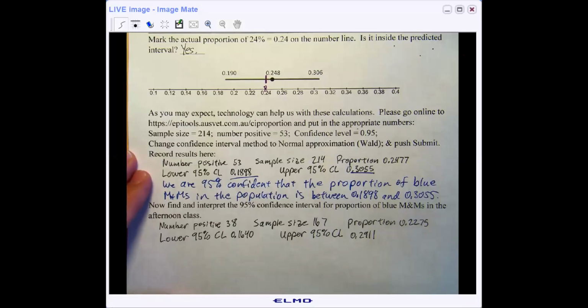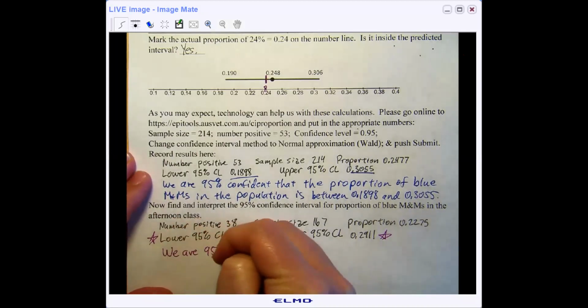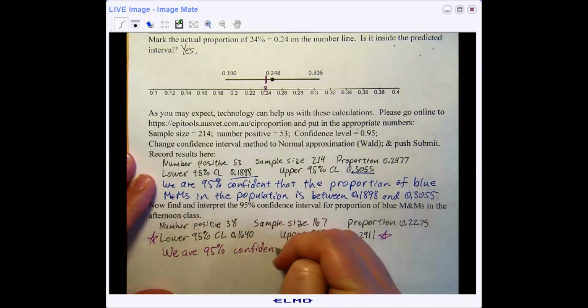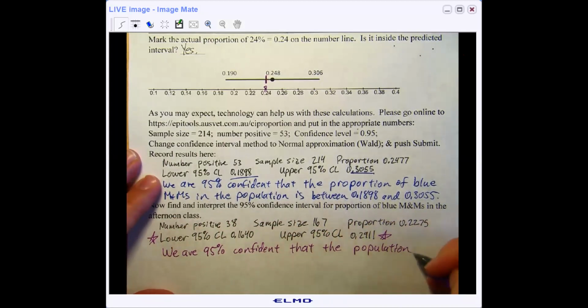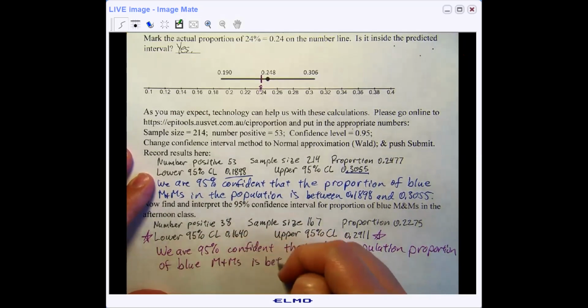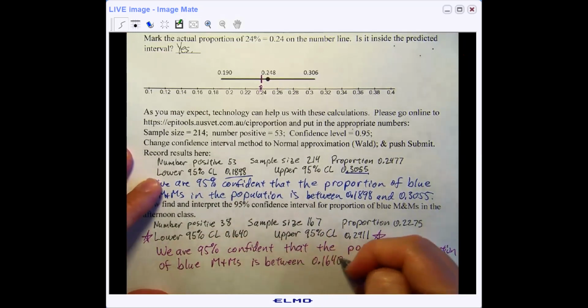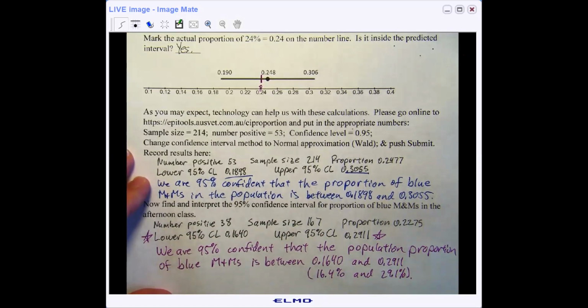Okay. So hopefully you got the following information. Mainly the thing that we need the most is the lower and the upper numbers. So we will now interpret this and say that we are 95% confident, based on the afternoon sample, that the population proportion of blue M&Ms is between 0.1640 and 0.2911, or if you prefer percentages, 16.4% and 29.1%.